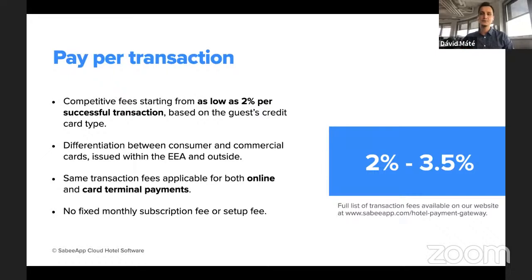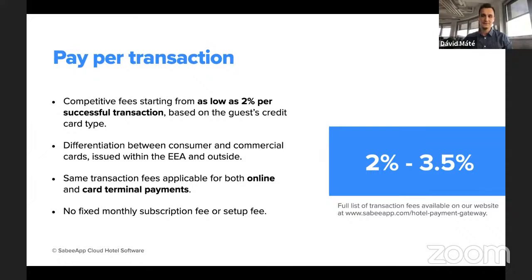And I wanted to touch on the topic of transaction fees, which is very important to talk about, because SabeePay covers the majority of revenue stream for hotels, and the transaction fee starts from 2%. This is per successful transaction, and it is based on the guest's credit card type. It can range from 2% up to 3.5%.